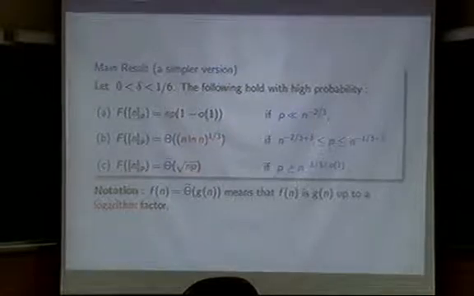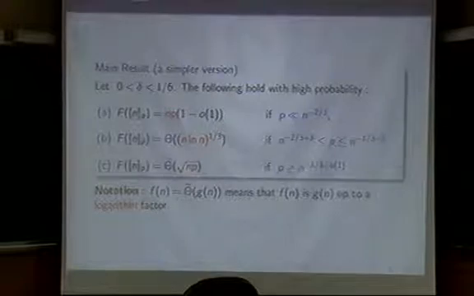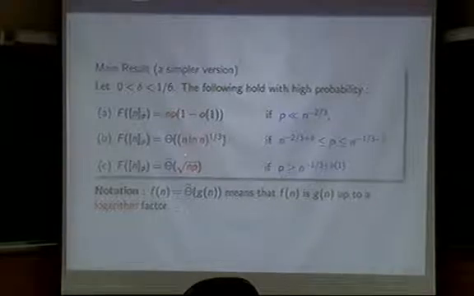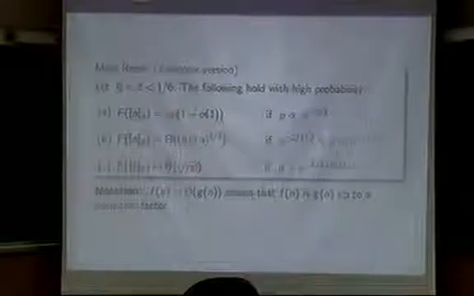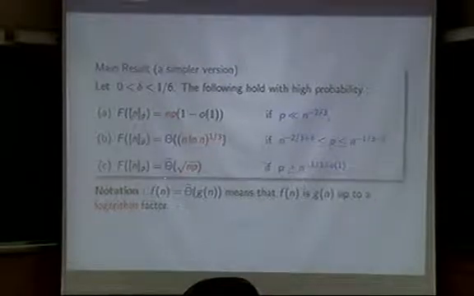And if p is between n to the negative 2/3 and n to the negative 1/3, the size of capital F of n p is n log n to the 1/3 up to a constant factor. And if p is greater than n to the negative 1/3, capital F of n p is between square root of np and square root of np log n. So this is our result.